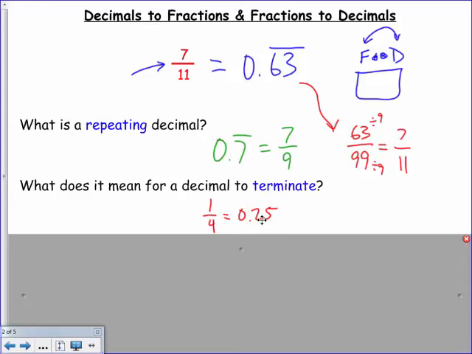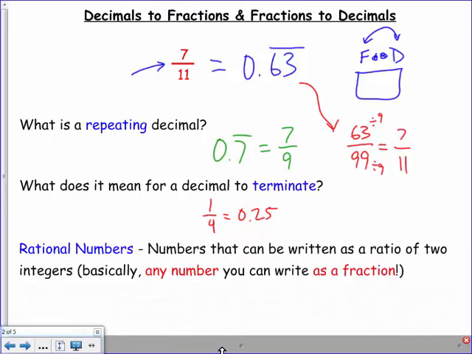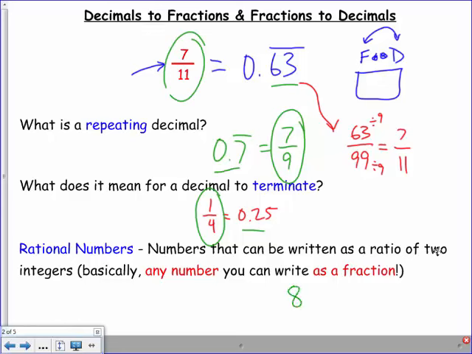Okay, and so those are actually in common. The repeating decimals and the decimals that terminate, we call those rational numbers, because technically a rational number is a number that can be written as a ratio of two integers, which basically just means any number you can write as a fraction with integers. So for example, 0.25 I wrote as 1/4. 0.7 repeating, I wrote as 7/9. 0.63 repeating, I wrote as 7/11. I was able to write all those as a fraction. Whole numbers, same thing. If I had the number 8, that's a rational number because I can write it over 1. So all those are rational numbers.